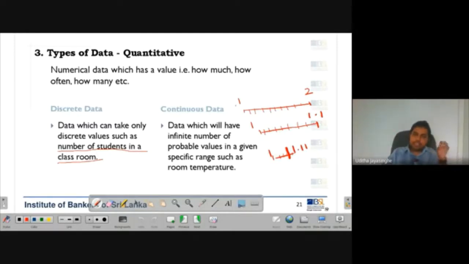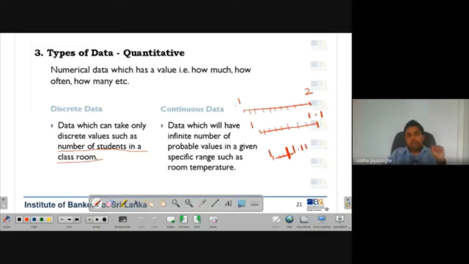Discrete data, what are these? These are data that will not have any portions or halves. Maybe you may see 1, 2, 3, and 4 likewise. It could be 1, 1.5, 2, 2.5 likewise. But what is the difference? Between 1 and 2 or 1 and 1.5, there are no other subdivisions.